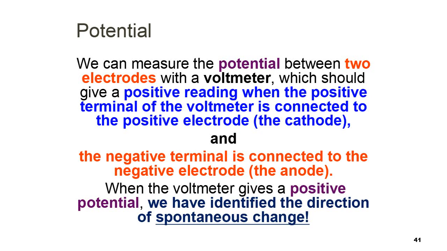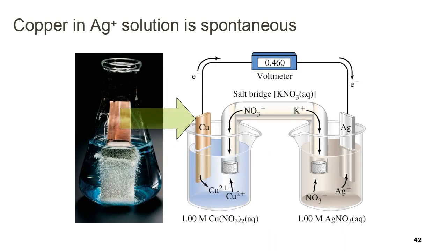We can measure the potential between two electrodes with a voltmeter. This should give a positive reading when the positive terminal of the voltmeter is connected to the positive electrode, or the cathode, and the negative terminal is connected to the negative electrode, which is the anode. When the voltmeter gives a positive potential, we have identified the direction of spontaneous change. Consider copper atoms in silver ion solution. This is a spontaneous reaction.